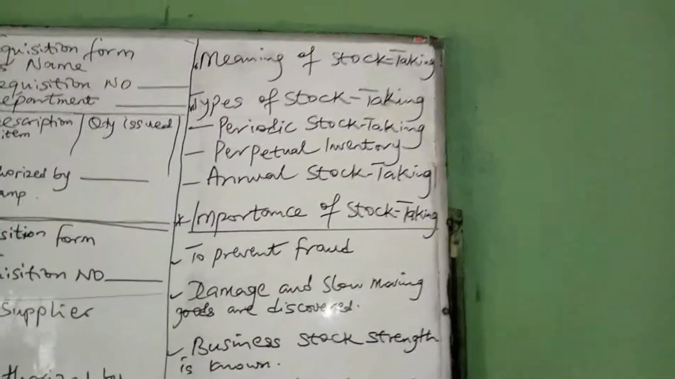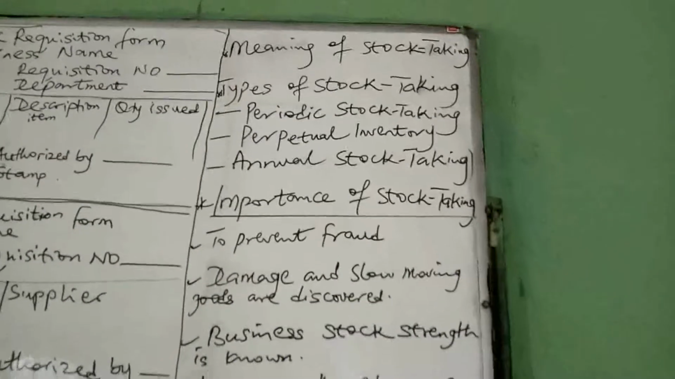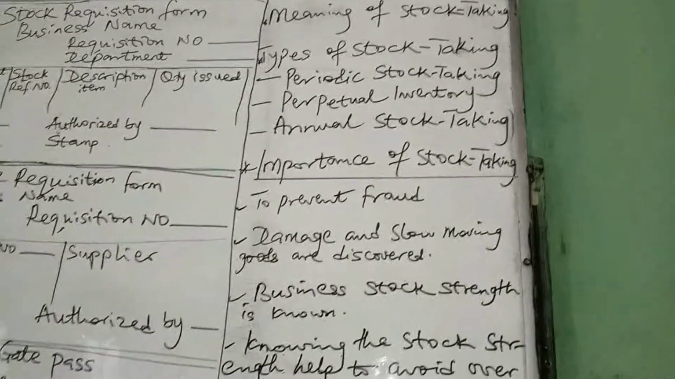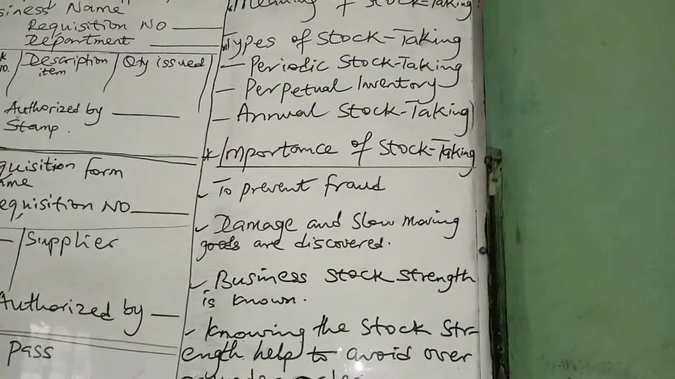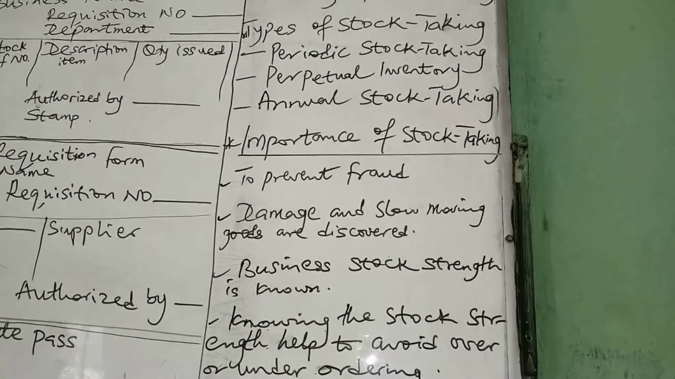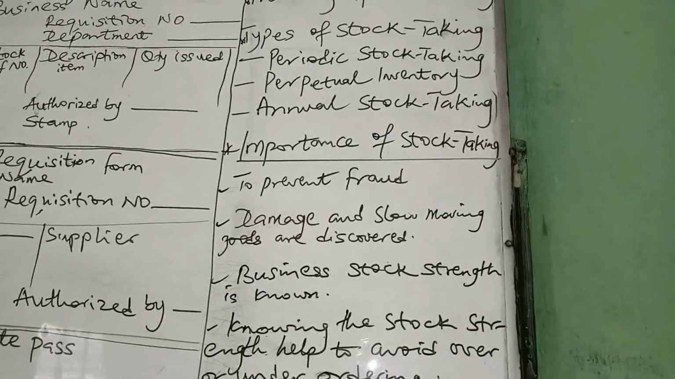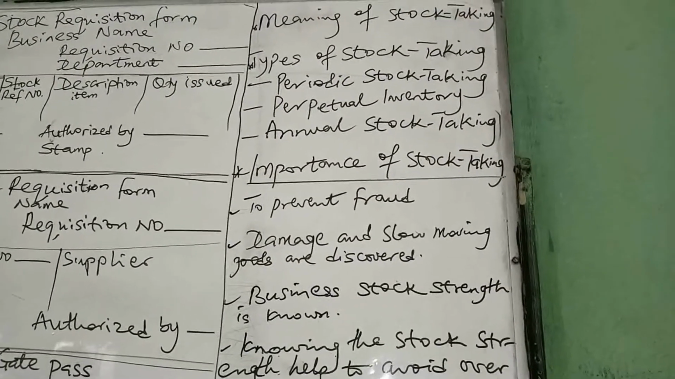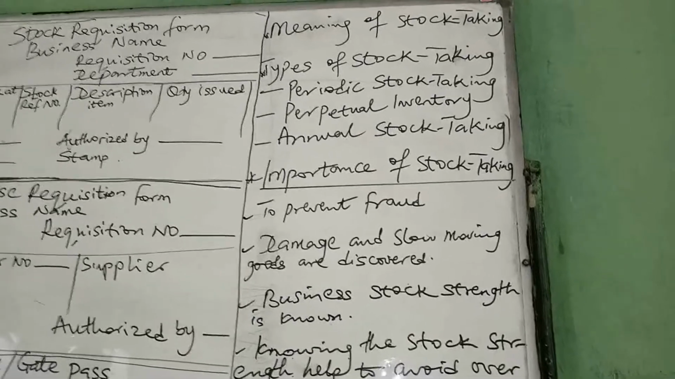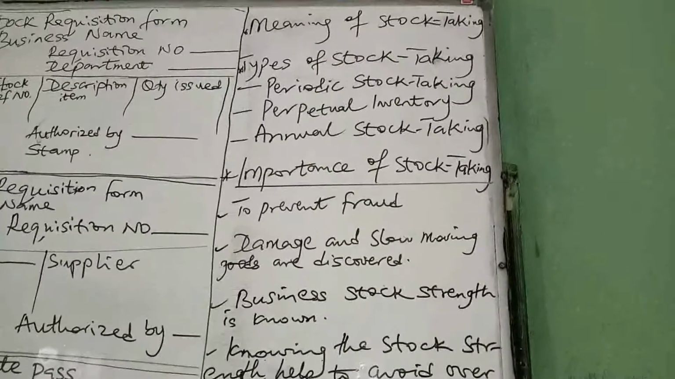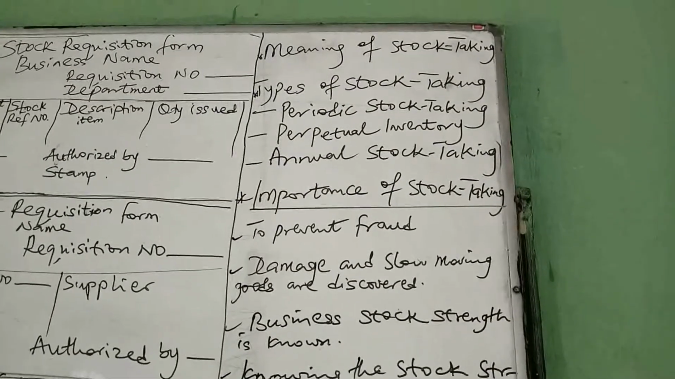Then, we have types of stock taking. There are three main types of stock taking. One is periodic stock taking. This involves a physical counting of items at regular intervals, like monthly, quarterly. Quarterly is every 3 months, because the months we have in a year is 12 months. Divide it into 3 months, we call it quarterly. Or half year, that is 6 months.